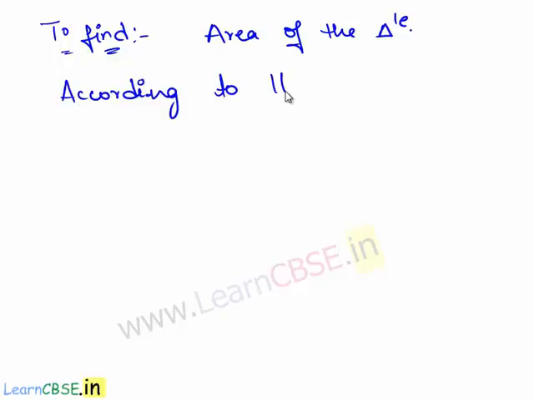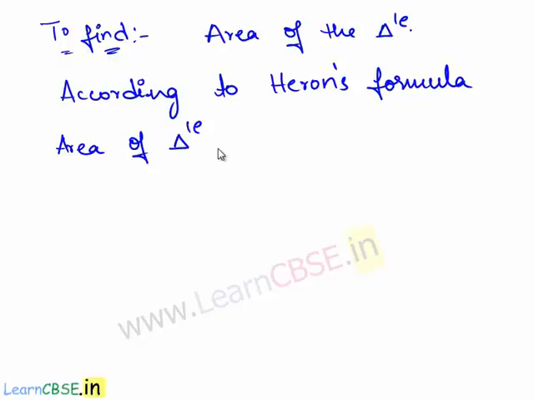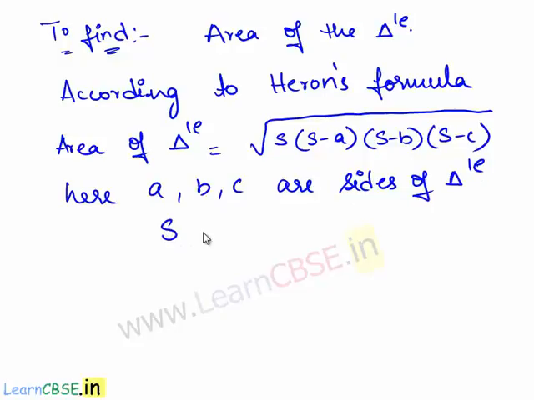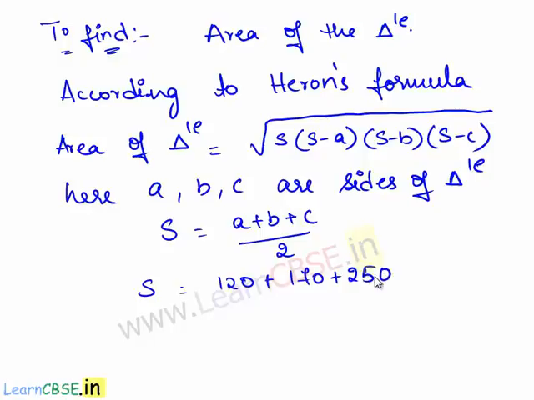According to Heron's formula, area of the triangle is equal to square root of S times S minus A times S minus B times S minus C. Here A, B, C are sides of the triangle and S is the semi-perimeter, which is equal to A plus B plus C divided by 2. So now let us find the semi-perimeter, that is S is equal to 120 plus 170 plus 250 divided by 2, which is equal to 540 divided by 2. Therefore, S is equal to 270 centimeters.